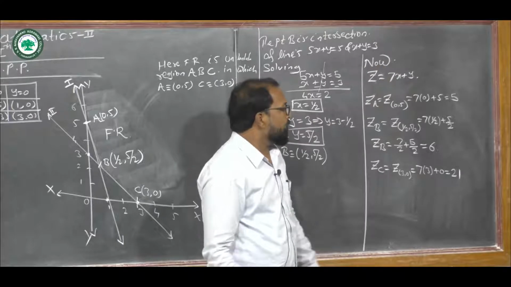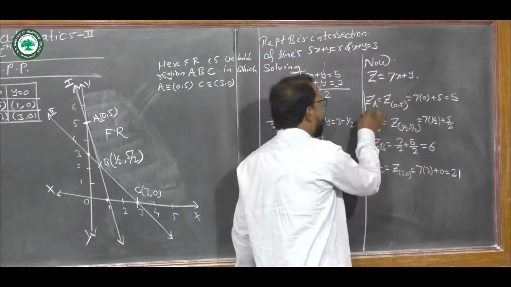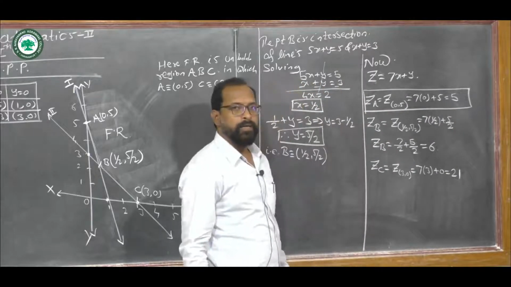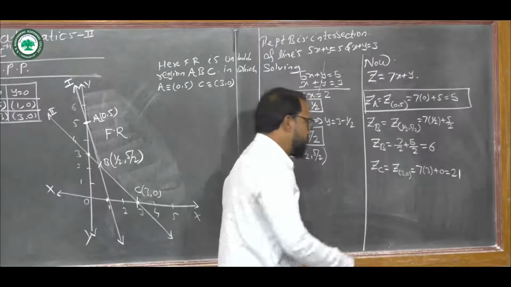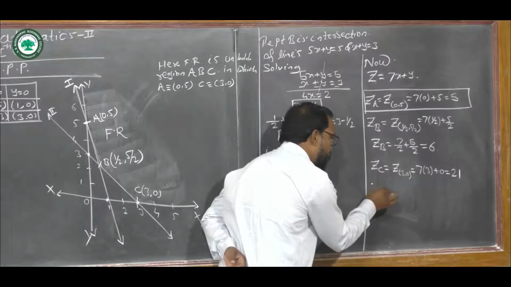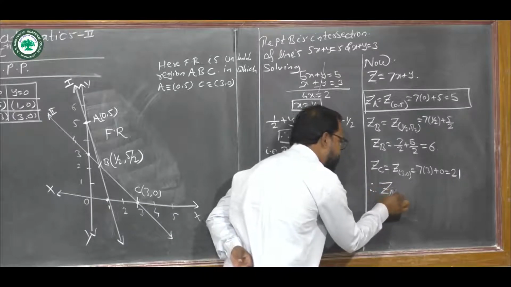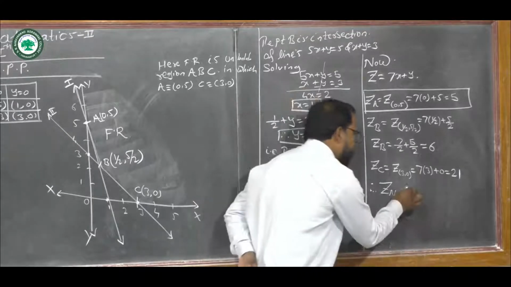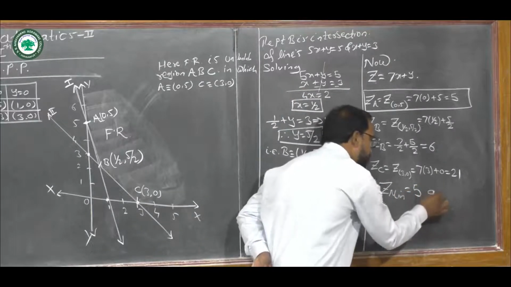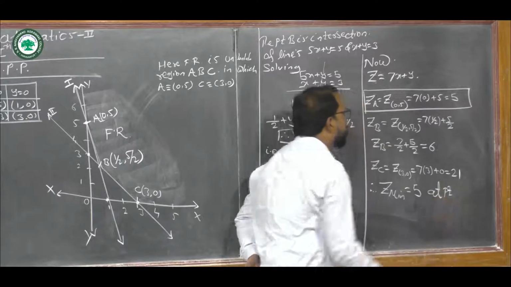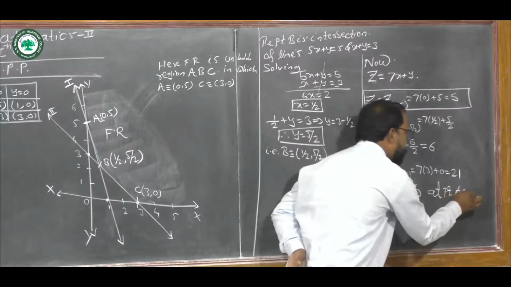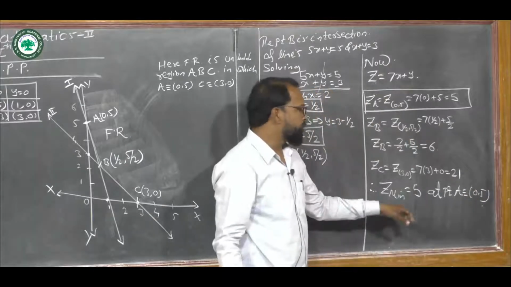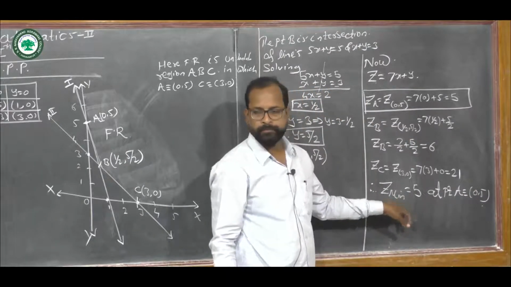Now observe here, the minimum value of Z is 5, which is at point A. And so we write the final solution. Therefore, the minimum value of Z equals 5 at point A, (0, 5). And here we complete the solution.